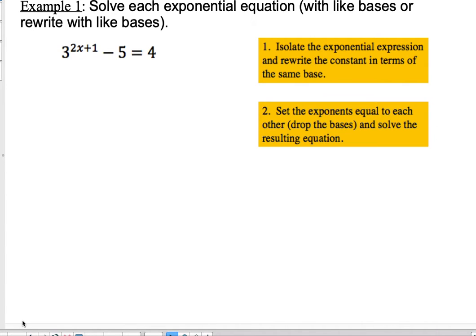So the first thing we want to do is isolate the exponential expression. So let's get rid of that minus 5. So we get 3 to 2x plus 1 equals 9. Now that we have it isolated, we want to write it in terms of the same base. The same base would be 3. You look at the smaller number and think, can I rewrite the larger number in terms of that? Yeah, I can write 9 in terms of 3. 3 to what power is 9? It'd be 2. So it's 3 to 2x plus 1 equals 3 to the second.